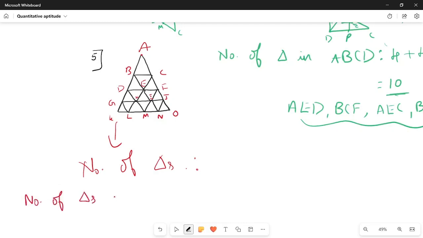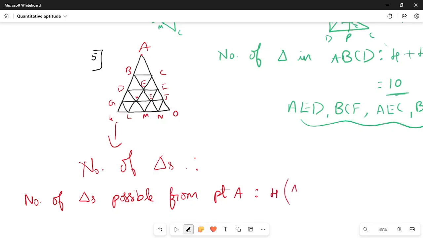Number of triangles possible from point A. Just count: that is only one triangle in this level, that is ABC. Then ADF is another one, then AGH is the third one, and the entire triangle AKO. You can name it or you can directly write 4.